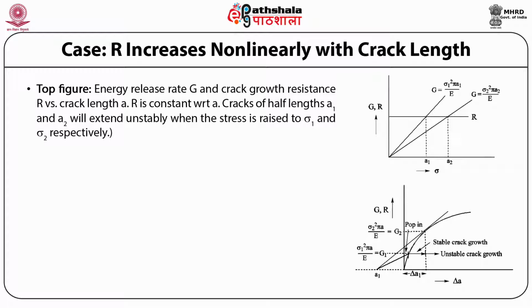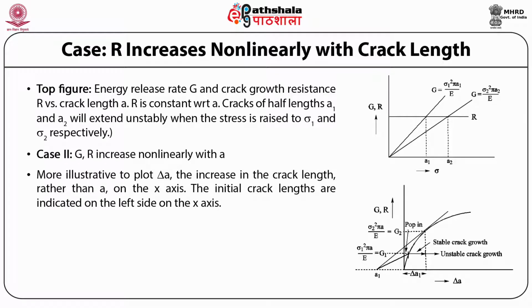So here the top figure shows the energy release rate G and crack growth resistance R versus crack length A. R is constant with respect to A, so cracks of half lengths A1 and A2 will extend unstably when the stress is raised to sigma 1 and sigma 2 respectively. The case 2 is R increases non-linearly with A.